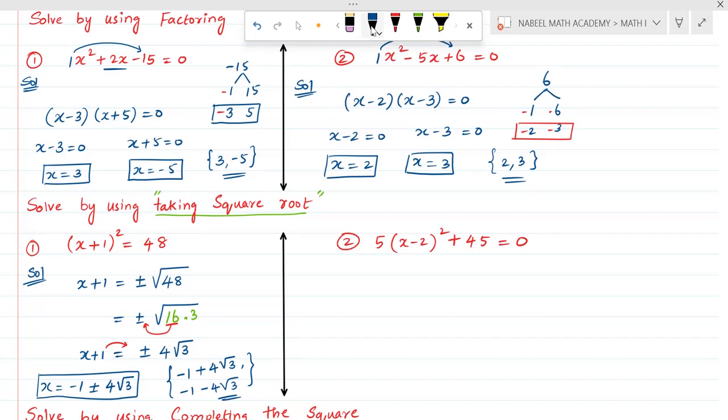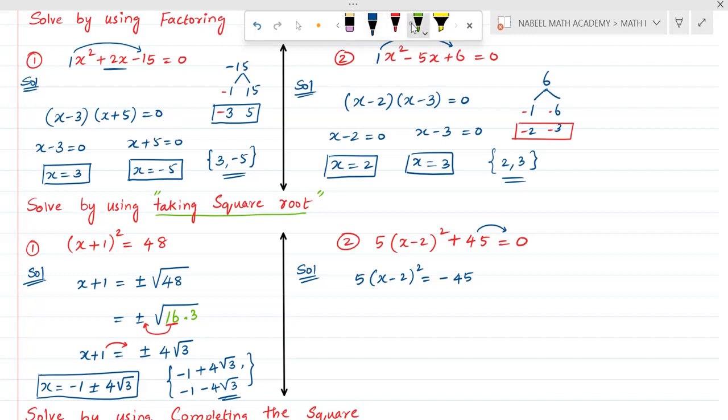And similarly, I will take this one with the same rule, the same technique, by taking the square root. So how will you take the square root here? So 5 times (x minus 2) whole square. I will move this one to that side. It becomes minus 45. So I have to simplify this one first.